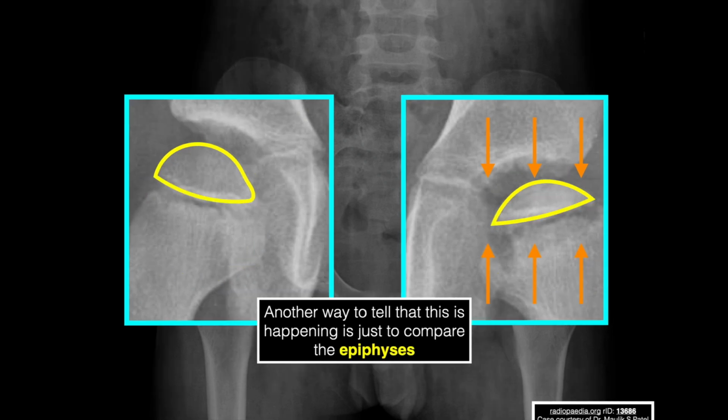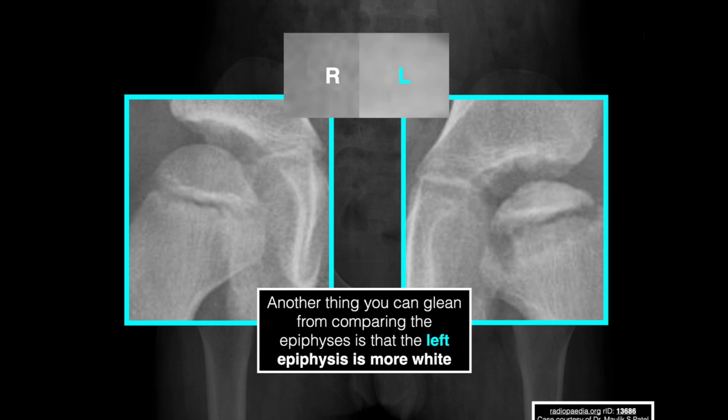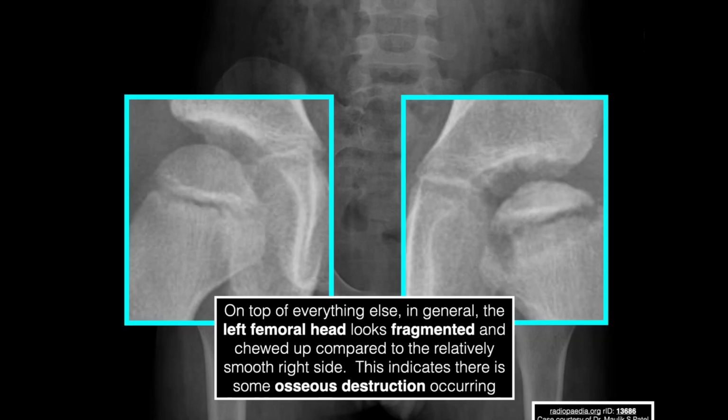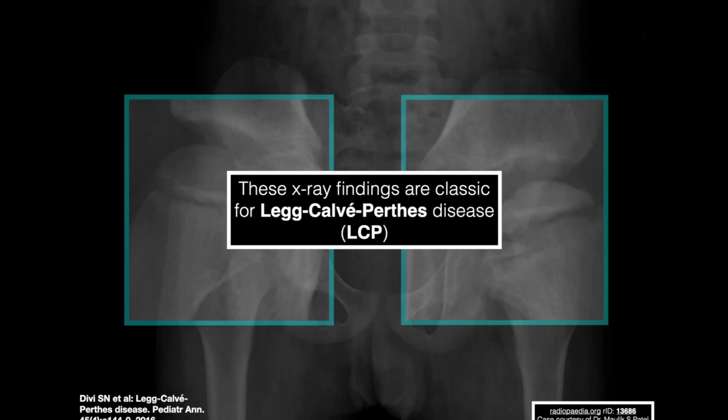Another way to tell that this is happening is just to compare the epiphyses. Notice that the left epiphysis is more white, more radiodense. Whiter bone in X-ray lingo is known as sclerotic bone. On top of everything else, in general, the left femoral head looks fragmented and chewed up compared to the relatively smooth right side. This indicates that there is some osseous destruction occurring. These X-ray findings are classic for Legg-Calvé-Perthes disease, or LCP for short.